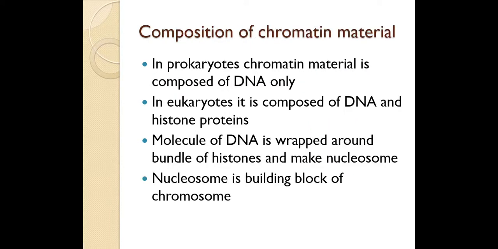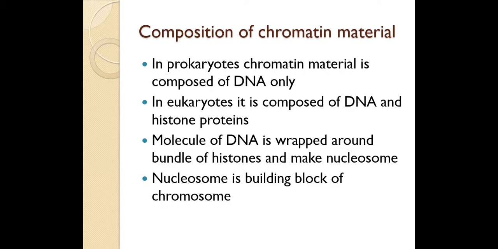Okay, now coming toward the chemical composition of chromatin material. In a prokaryotic cell, the chromatin material is composed of DNA only. You know that prokaryotic cells are those cells which do not have any nuclear membrane. So their chromosome is made up of only DNA, and that chromosome is present in the cell, in the cytoplasm, in the nucleoid region, but not enclosed in a nuclear membrane.